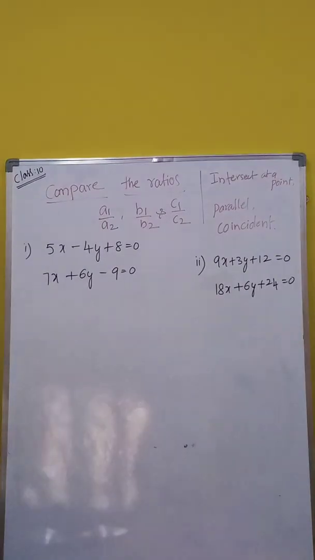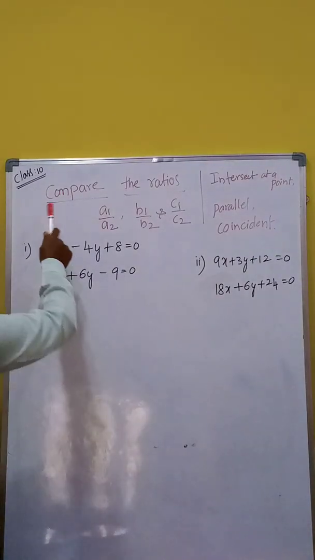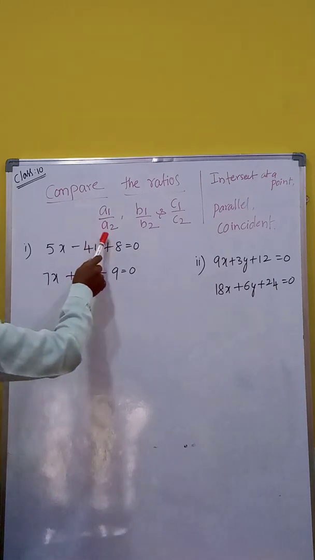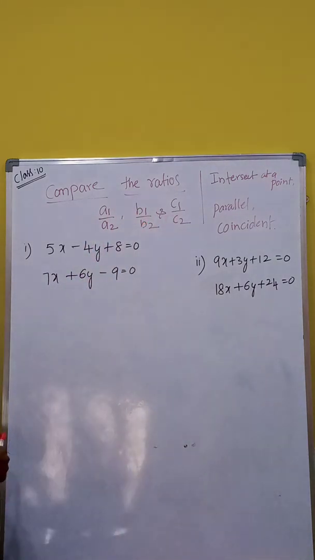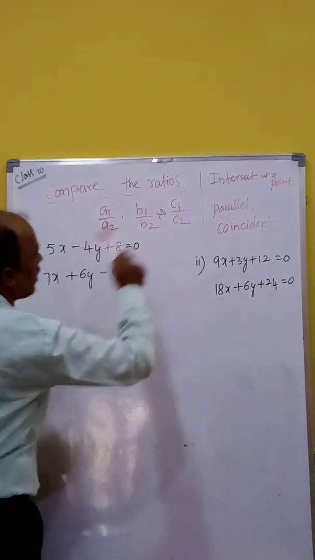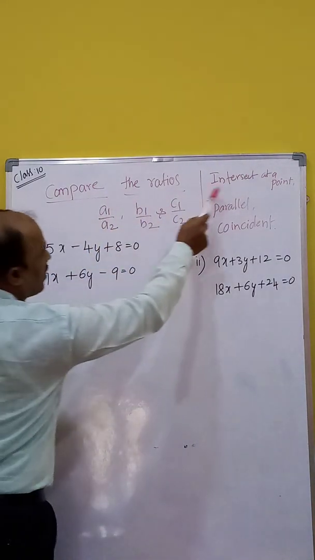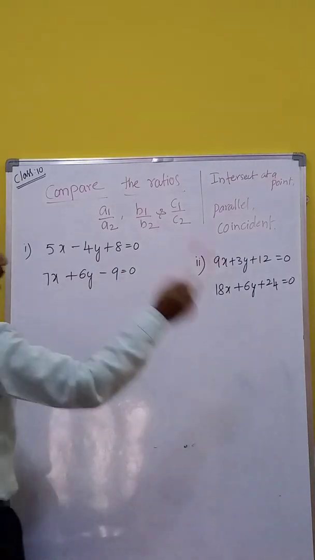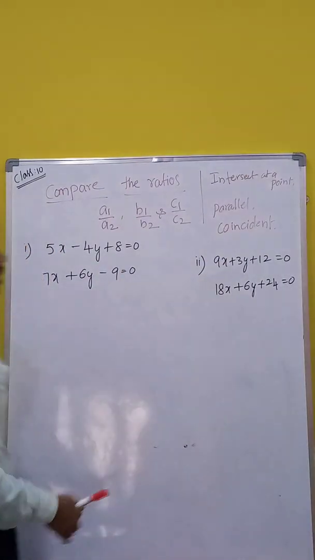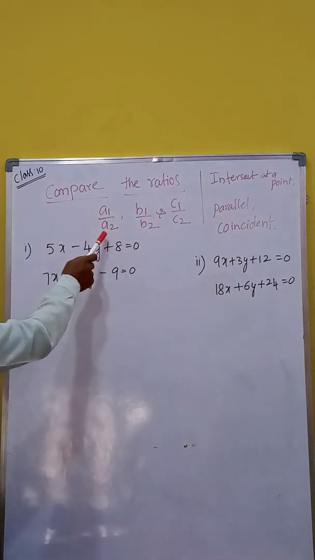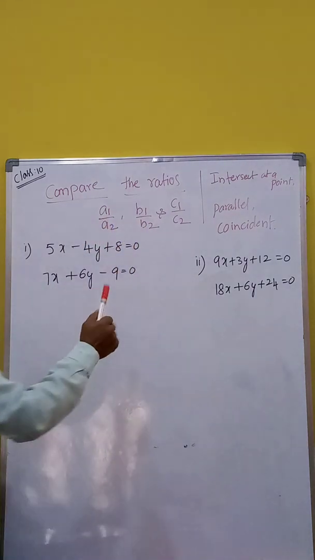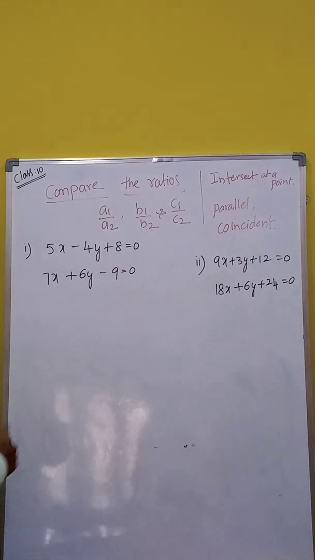Students, we will go for one more example. The question is to compare the ratios a1 by a2, b1 by b2 and c1 by c2. Here you can say whether the given lines intersect at a point, are parallel, or are coincident. We have to say it directly without drawing the graph. After comparing, you can say directly, because we know the conditions: intersect at a point, parallel and coincident.